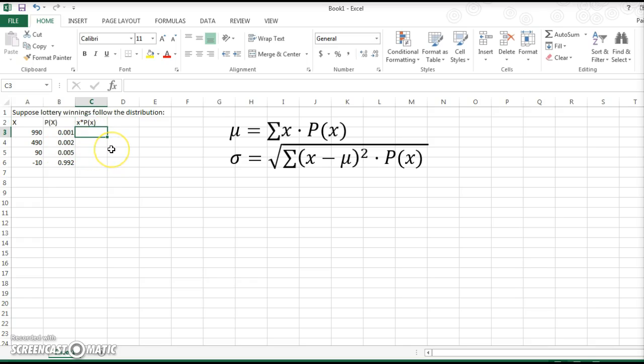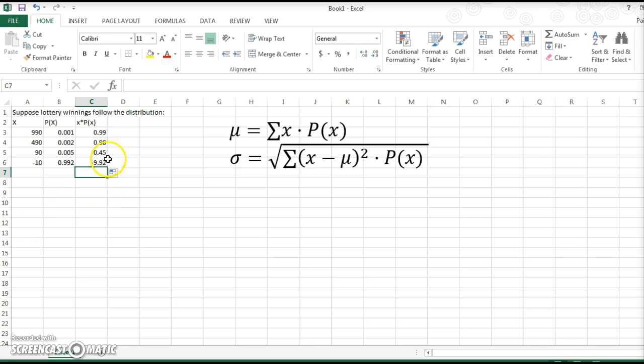And for this, all we have to do is put an equal sign, and Excel reads it as a formula. We click 990 times 0.001, and we hit enter. Now you can calculate it for each one. You can do the same thing and put an equal sign, or it fills it for you. If you find the little cursor, it's like an X, and then drag down.